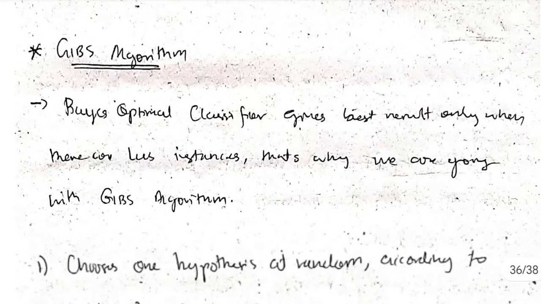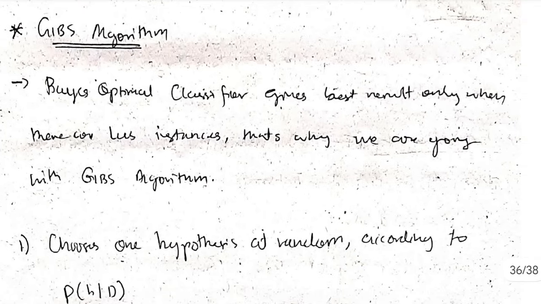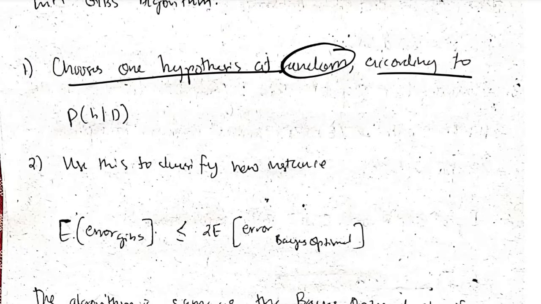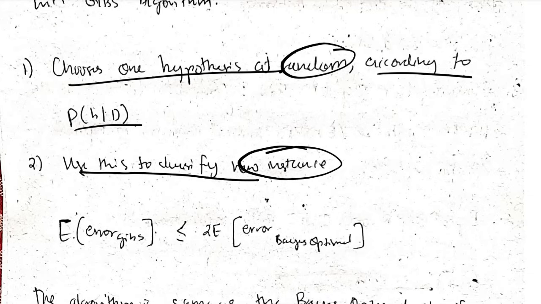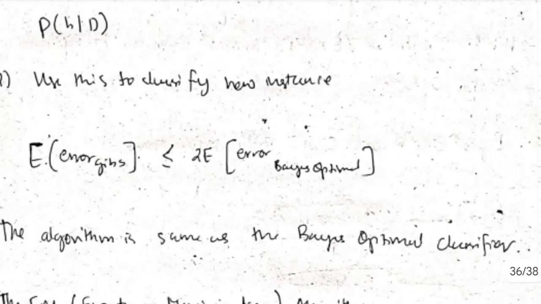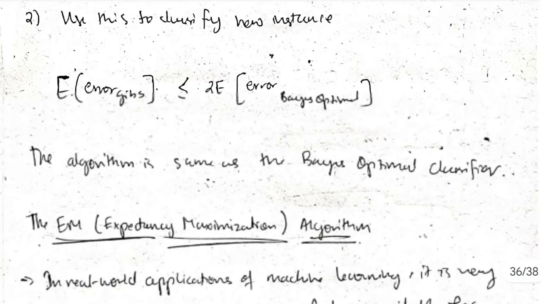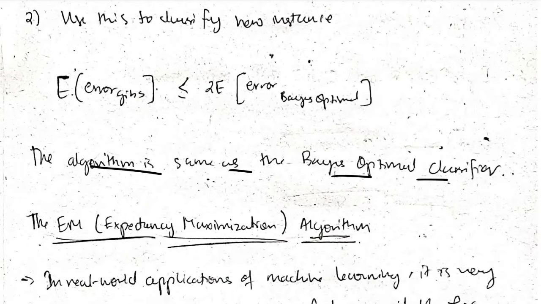After that, we have the Gibbs algorithm. This is used for more values. Okay, the Bayes optimal classifier is used for few values. When there are more values, we'll be using the Gibbs algorithm. So we'll be using two things. We'll be choosing one hypothesis at random according to P of h by d. When we do that, we'll be using it to classify the new instance. There will be errors in this also, but it will be far less than the errors in the Bayes classifier. For example, error of Gibbs is less than or equal to 2 times the error of the Bayes optimal classifier. Sometimes it might be equal also, but more times it will be less only. So this algorithm is the same as the Bayes optimal classifier.